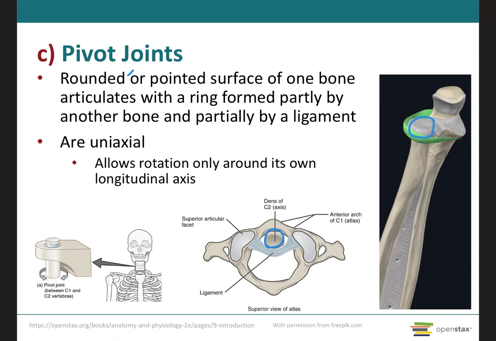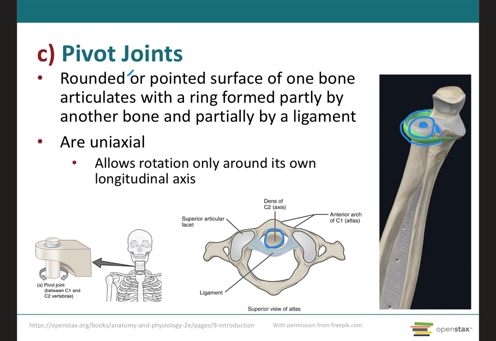In the example shown here on the right, you're going to see how the head of the radius is going to be articulating with the ulna, in this case, the radial notch of the ulna, and the other structure will be the ligament. In this case, this ligament is called the annular ligament, which holds the head of the radius in place.